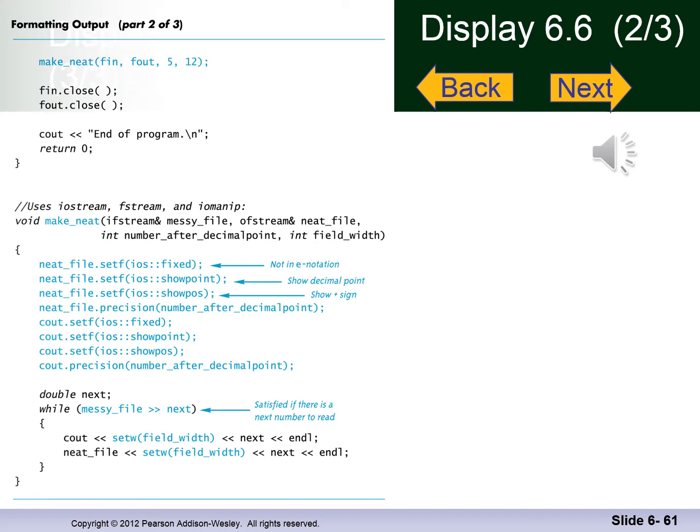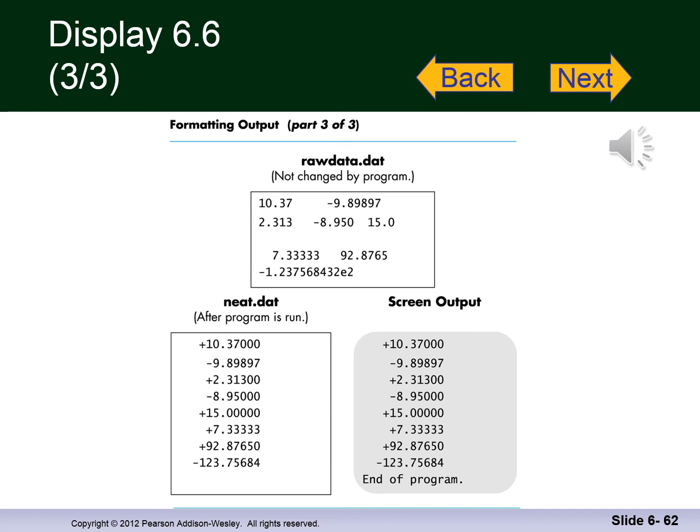This slide shows you a few things. It shows you rawdata.dat, the input file. It's not changed. And it's, well, it's messy. And then you see the contents of neat.dat, the file connected to the output file stream object. And you'll see that it has a total width of, I think it was 15, five places to the right of the decimal point, plus and minus sign in front of each item, and each item on its own line. This is very nice, neat output generated from the messy input in rawdata.dat, and that same output is echoed to the screen with cout.